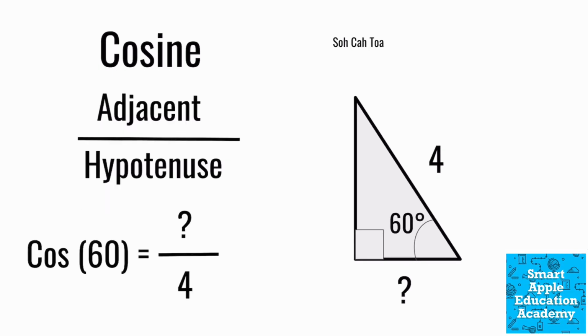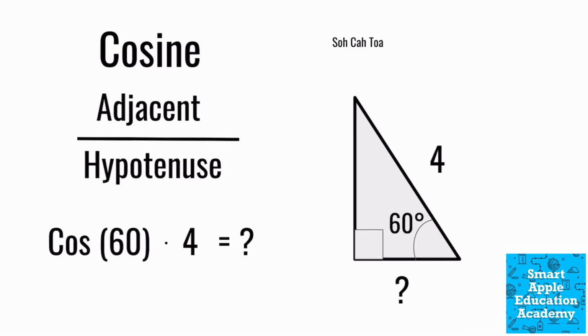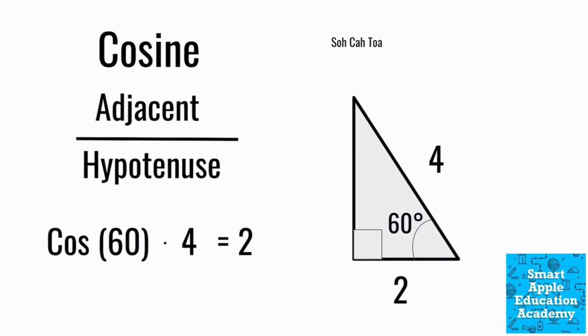So this is what we have so far. We have the cosine of 60 equals the question mark over 4. Remember, we're trying to find the value of that question mark, the length of the leg represented with the question mark. So how are we going to find the missing length? Well, we can rearrange this, and we can turn it into this. Now we have the cosine of 60 times 4 equals the question mark. If we calculate the cosine of 60 times 4, we can find the missing length. So what is the cosine of 60 times 4? The cosine of 60 times 4 equals 2. This is the length of the leg that was marked with a question mark. The missing length is 2 units long.